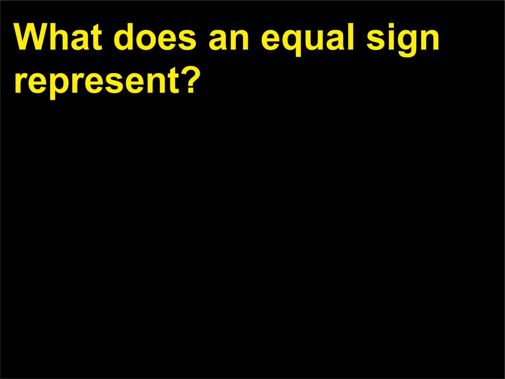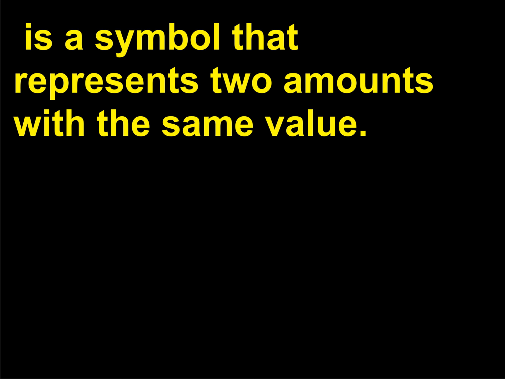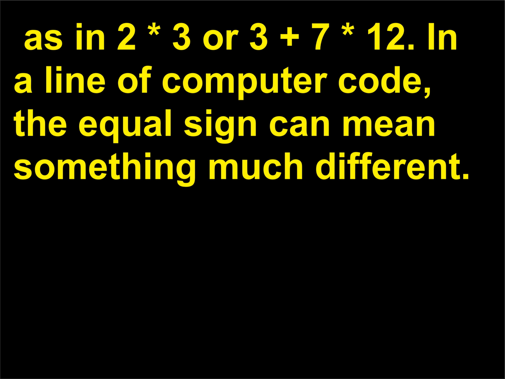What does an equal sign represent? In standard arithmetic terms, the equal sign, is a symbol that represents two amounts with the same value. For example, 7 equals 7, or 3 plus 4 equals 7. When something is not equal, the sign is different, as in 2 is not equal to 3 or 3 plus 7 is not equal to 12.